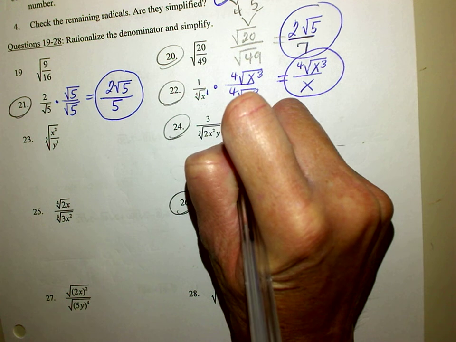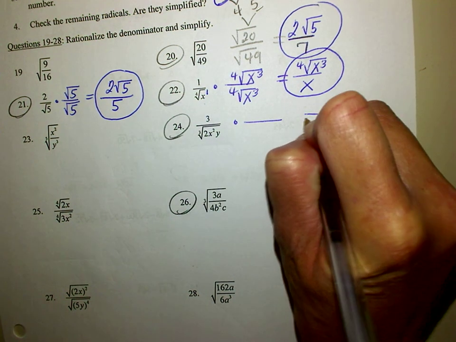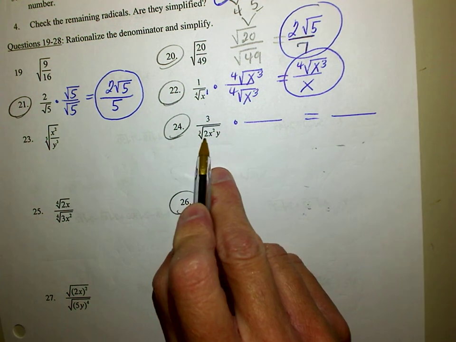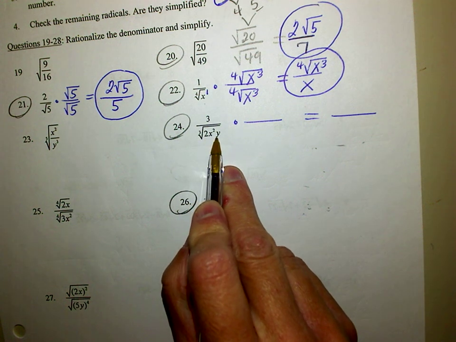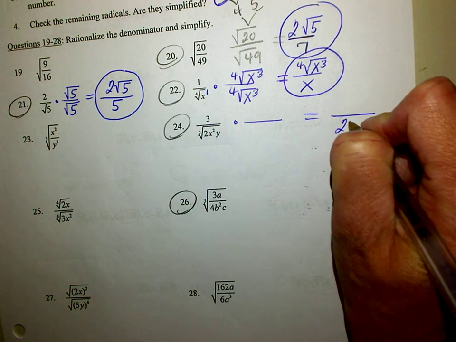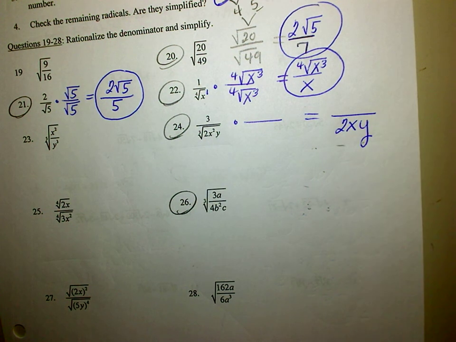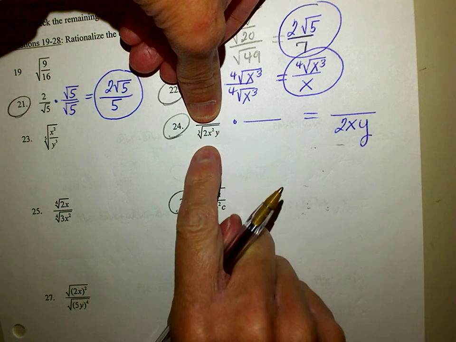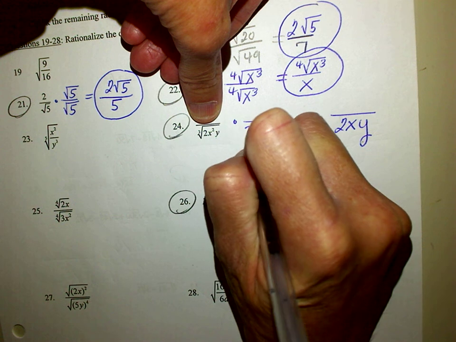Okay, so I'm going to multiply by a fraction, and I'm going to end up with a fraction. The denominator that you're going to end up with is always one of each of the bases. So I'm going to end up with a 2, an x, and a y. I don't care about the numerator yet. I only care about the denominator. I have got the cube root.